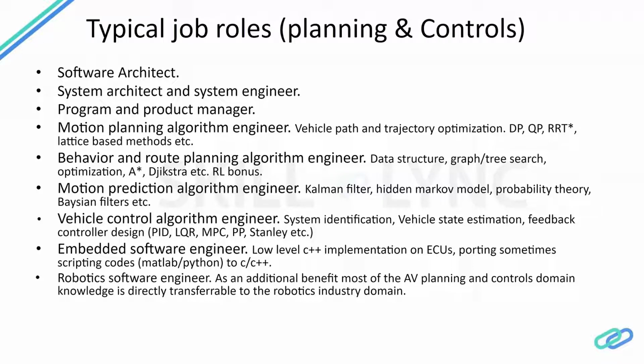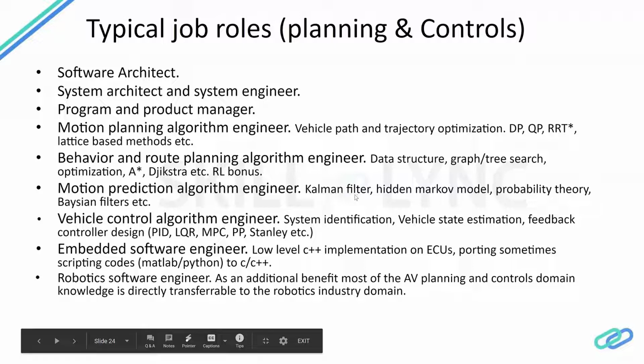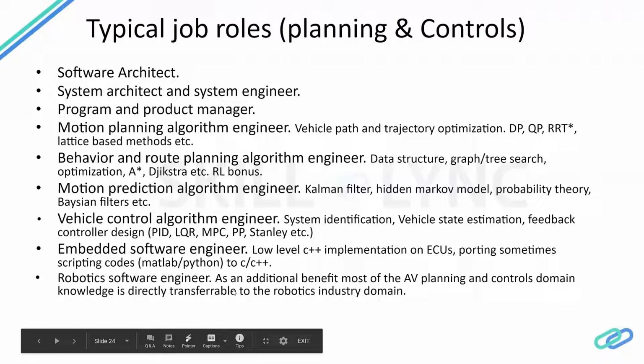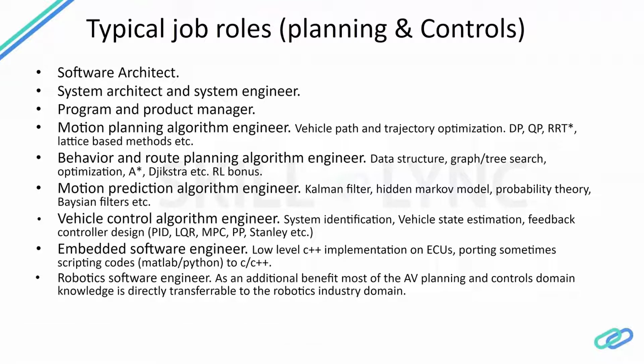I've tried to mention again what kind of algorithms you'll typically have to learn for these areas. That kind of gives you an idea. For example, for motion prediction, you might need more statistical background, whereas for behavior and route planning, you'll more need data structure and graph search background. One added benefit is that most of the planning and controls domain is directly transferable to any other robotics industry domain, and you can work in there as well.